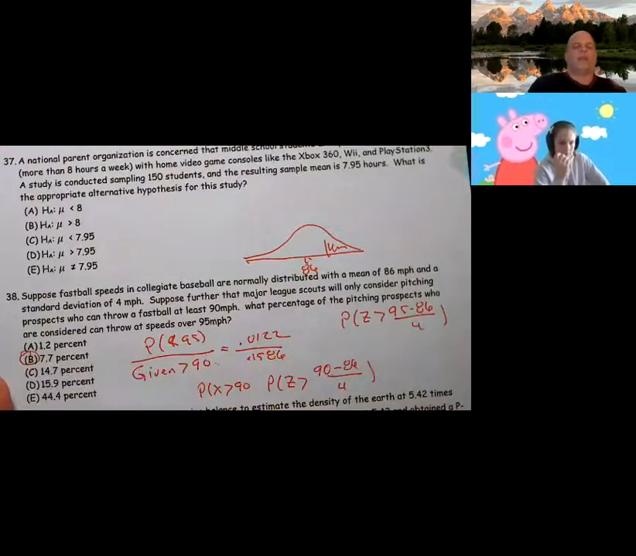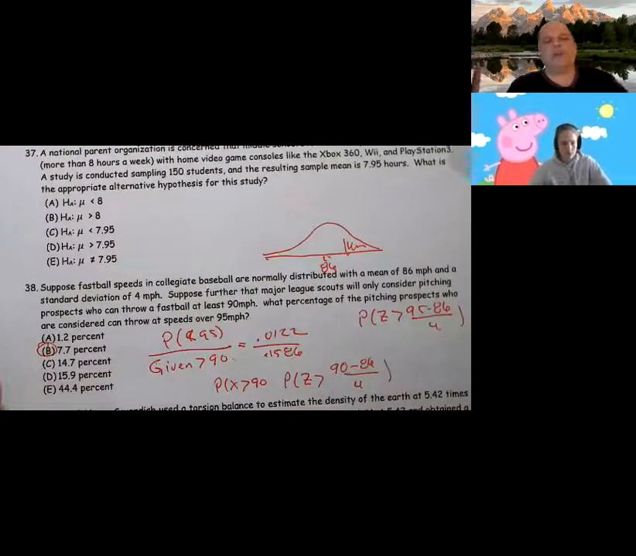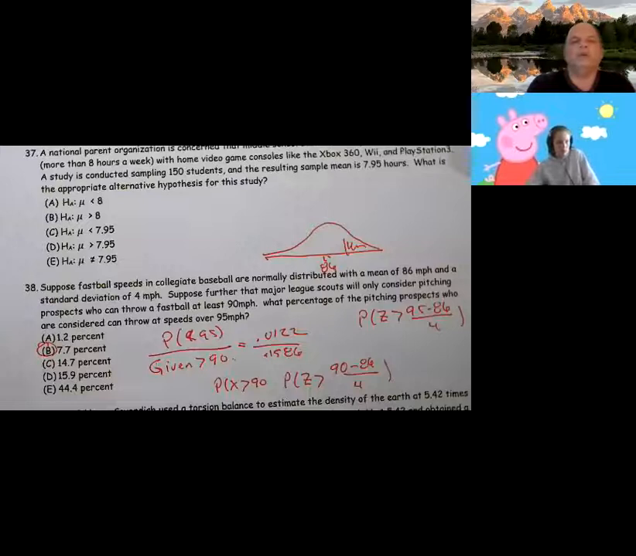So about 7.7% of those who can throw faster than 90 can actually throw faster than 95. So about 7.7% of those who can throw faster than 90 can also throw faster than 95.